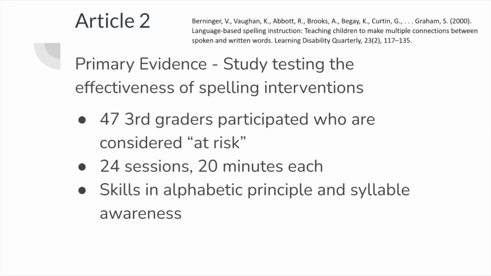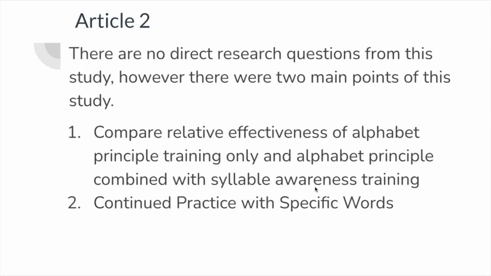So Article 2 was also primary evidence. The study tested the effectiveness of spelling interventions, and 47 third grade students who were considered at risk in writing participated. These students were in 24 sessions, which were 20 minutes each, and the skills were alphabetic principle and syllable awareness. There are no direct research questions from this study.